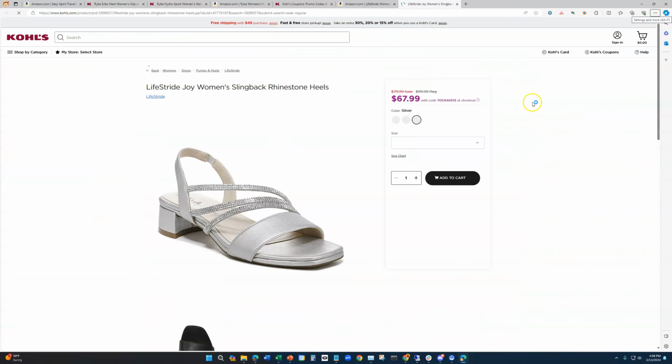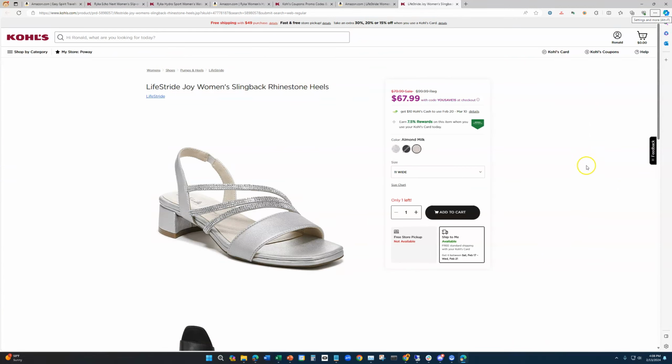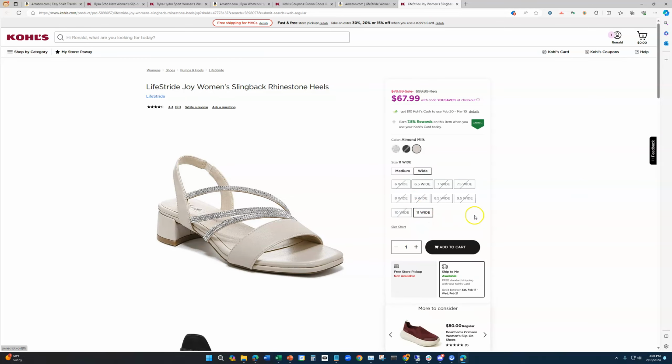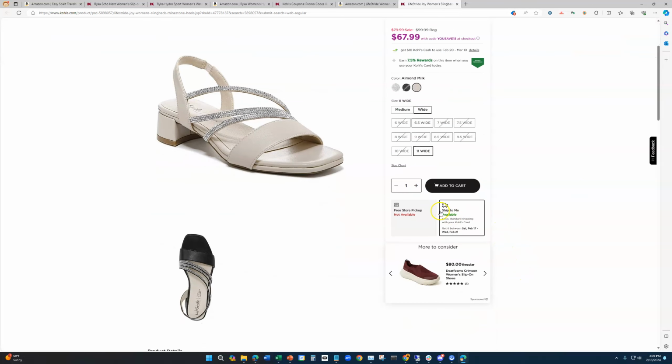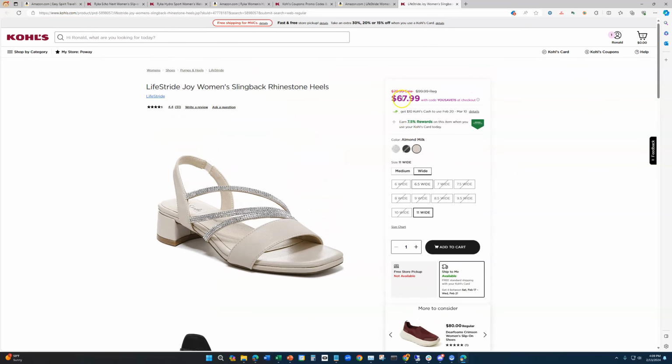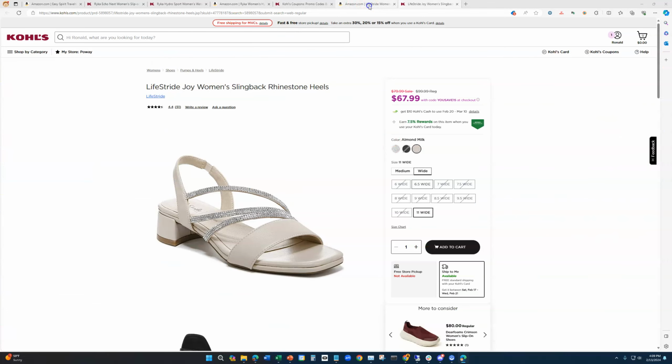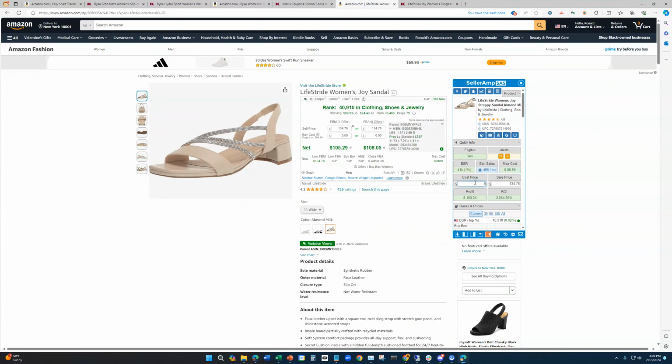So open that again. You can see once it updates, it's the same shoe. This one is actually 11 wide. It is available in stock. All the other ones have sold out. You're looking at that $68 cost with the coupon. You take 20% off of that, and we're looking at $54.39. I just put that into my listing, and you can see there's a huge profit.